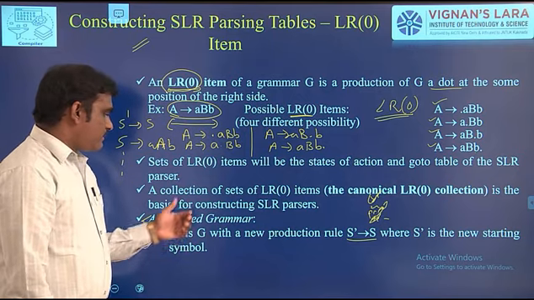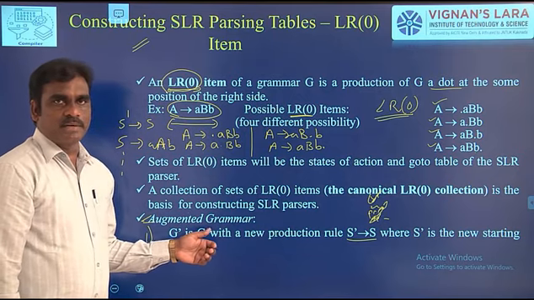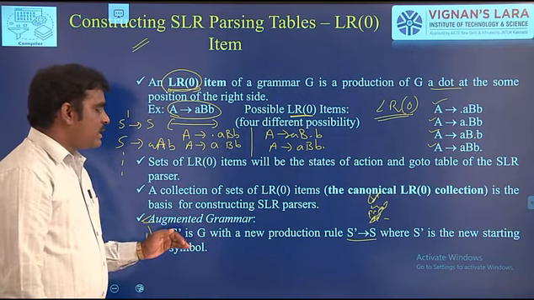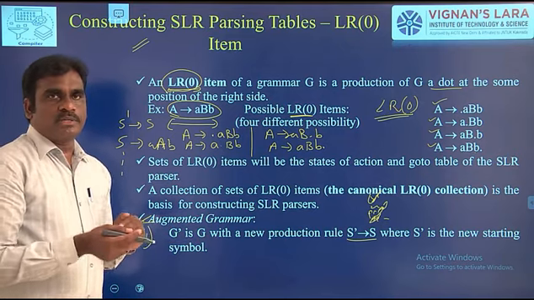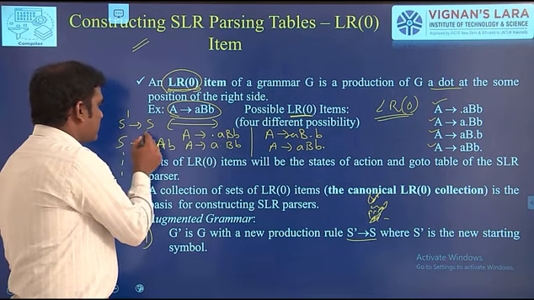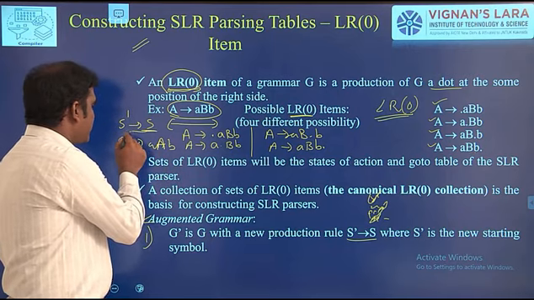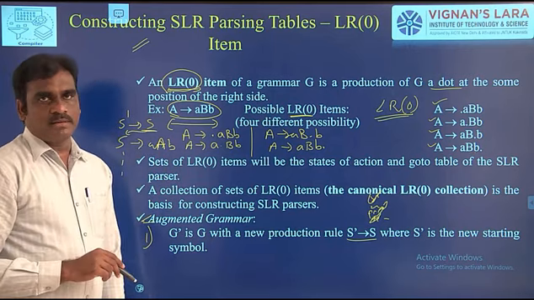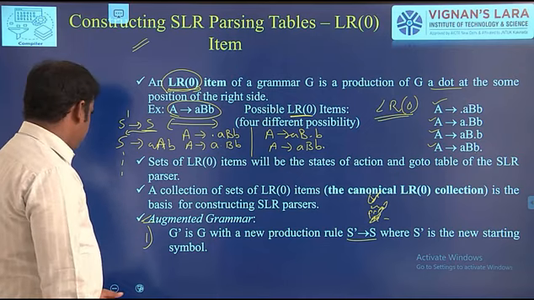So in this way, first initially write the augmented grammar. Augmented grammar means nothing but simply adding one new production to the given grammar. So S' to S. This S should be the starting symbol of the given grammar. That is the point.